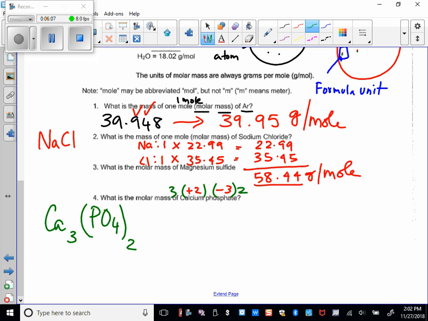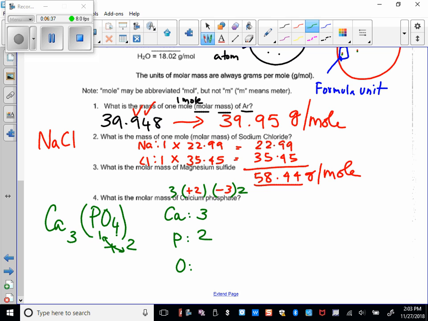Is that my formula for calcium phosphate? So what are the elements that make up calcium phosphate? Calcium, phosphorus, and oxygen. How many calcium atoms do I have in a formula unit? 3. How many phosphorus do I have? What do I do with these two? I multiply, distribute it. So how many phosphorus atoms do I have?